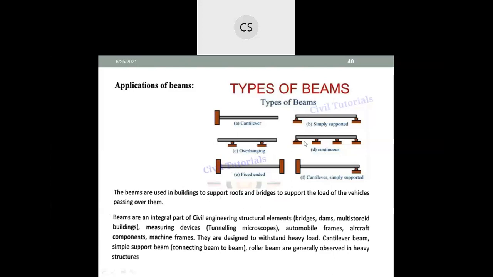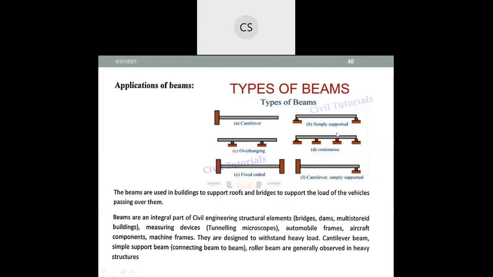Similarly, both ends of the beam are supported, and in between also it is supported. This is like a bridge. But the actual case of the bridge is this simply supported one, because the bridge is not like this. It's not a continuous beam. It is pieces of beam supported at the ends. In between, in the middle, there is no support. So this type is known as a continuous beam.